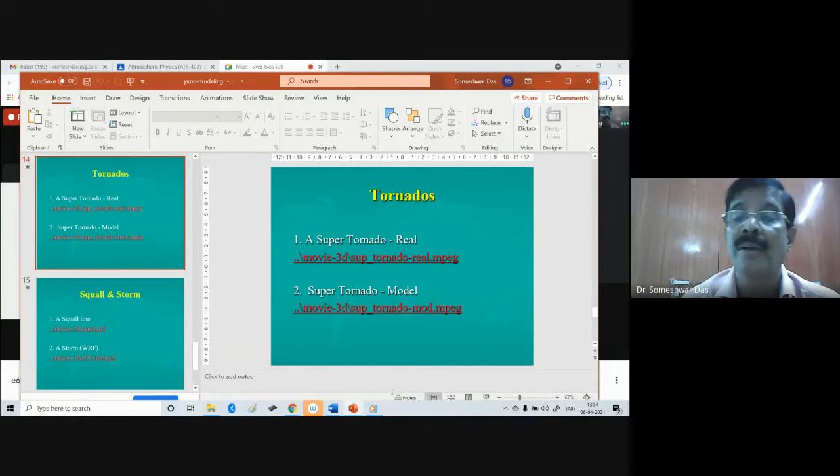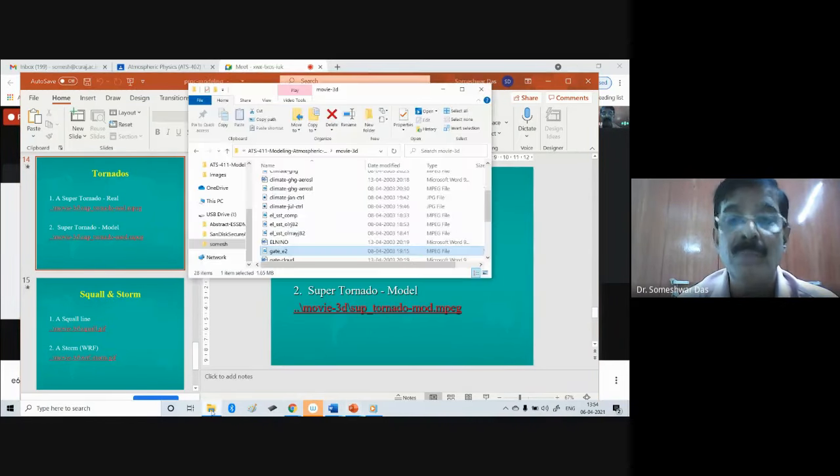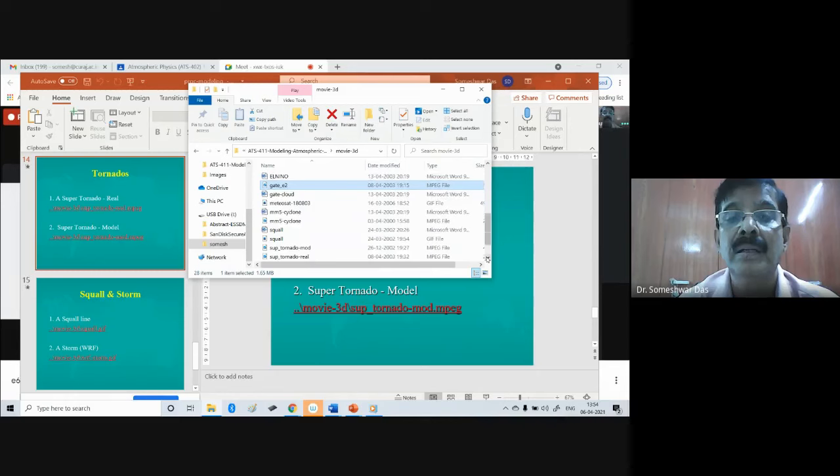Storm chasers group. Okay, so you have seen the real tornado both in the movie as well as maybe on television. But what I'm going to show you is how a simulated tornado looks when it is simulated by the model. Let me search for the supercell tornado model. I think this one.